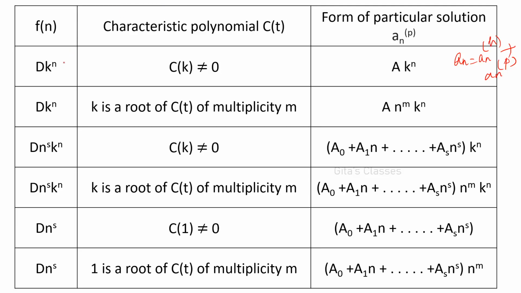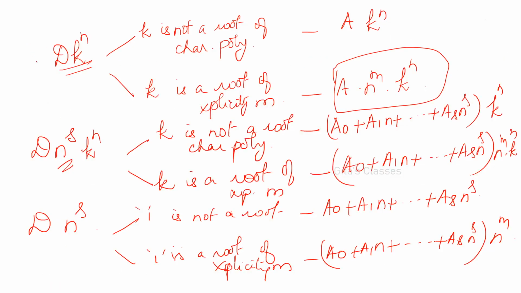Actually I have given 6 rows, but the first two are the same, the third and fourth are the same, and the fifth and sixth are the same. So it is only 3 actually, with different conditions. Suppose you have k power n. Then you have to check whether this k is a root of the characteristic polynomial or not. If it is not a root, you assume d into k power n as the solution. If it is a root of multiplicity m, then n power m should be multiplied with this solution. So it is very easy.